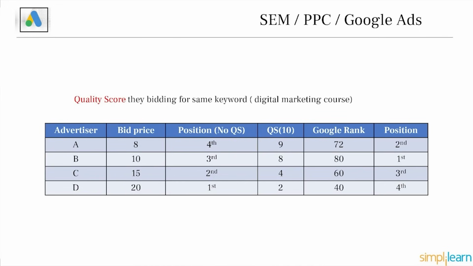Suppose advertiser A has bid 8 rupees, B 10, C 15 and D 20. When the quality score concept was not there, they were given direct positions: this one first, this one second, this one third, and this one fourth.